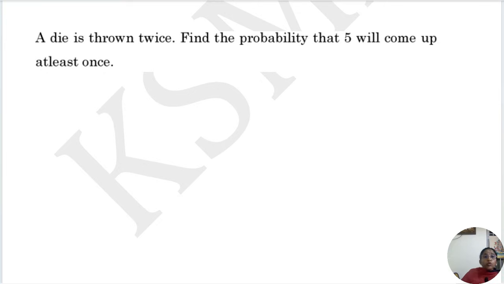A die is thrown twice. So our n(S) value will be equal to 36. Find the probability that 5 will come up at least once. So minimum one time. In throwing 2 dice, there is a possibility of getting the number 5 either one time or 2 times. So what is our favorable outcome now?